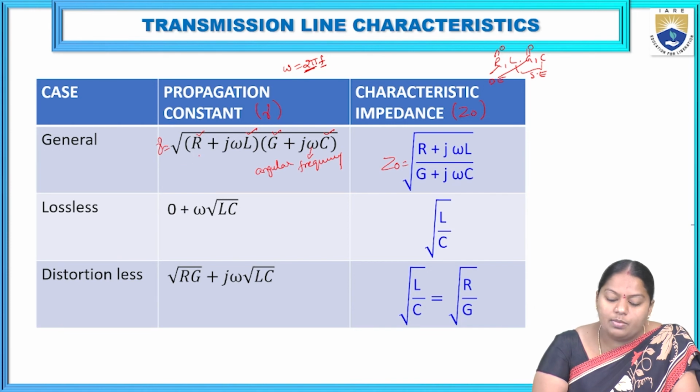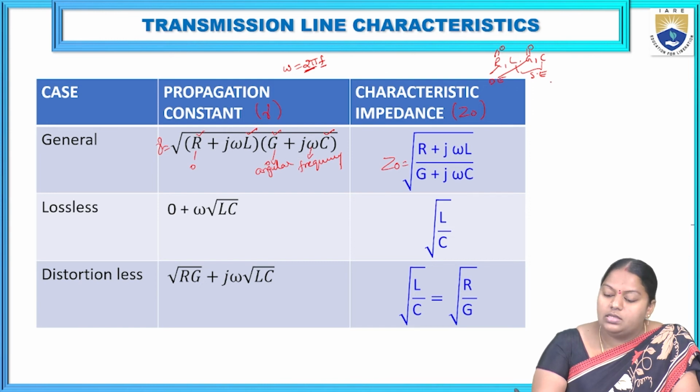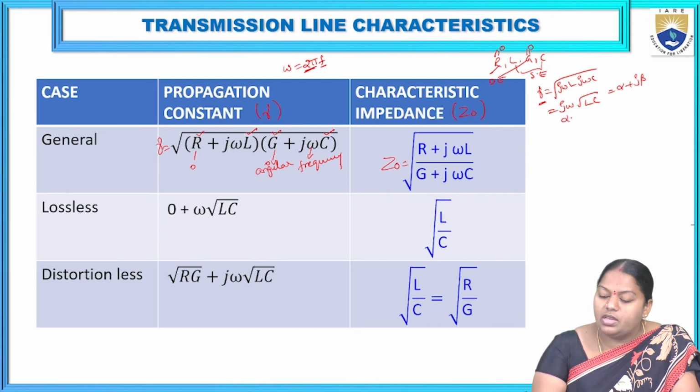So consider the general case as gamma equal to root over R plus j omega L into G plus j omega C. In that, you just substitute R by 0, G by 0. Then it becomes root over j omega L into j omega C. So gamma equal to root over j omega L into j omega C is left out. Then this becomes j omega root LC. And we know that alpha plus j beta is given by gamma. Now from this, alpha equal to 0 and beta equal to omega root over LC.